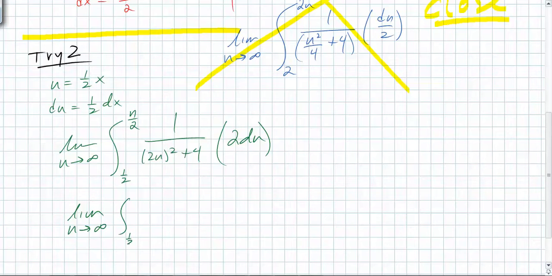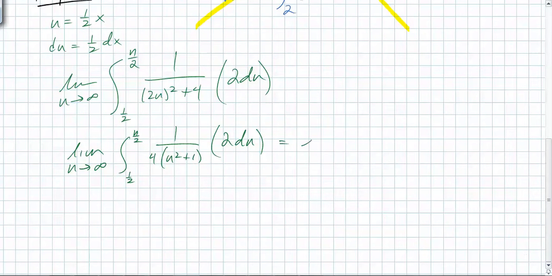We're going from 1/2 to n over 2 of 1 over 4 times u squared plus 1 times what? 2 du. That's really helpful because what does that equal? The limit as n goes to infinity of the, what can we factor out to the front of this integral? Actually, the front of the limit, really. 1/2, right. So let's just take that whole thing out so we don't have to deal with it. The 1/2, and we're going from 1/2 to n over 2 of what? 1 over u squared plus 1 du.